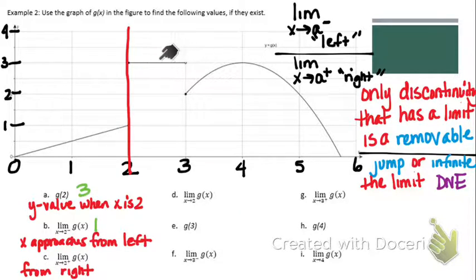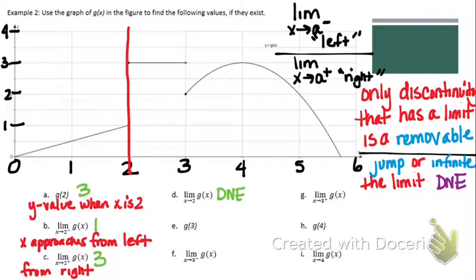So from the right, here we are. At the 2, because there is a jump, there are 2 different y values. Part B is asking you for the left side, which is 1. Part C is asking for the right side, which would be what? 3. Now at 2, because it's a jump, the limit does not exist.